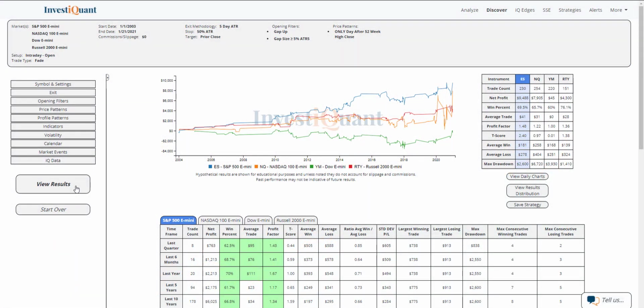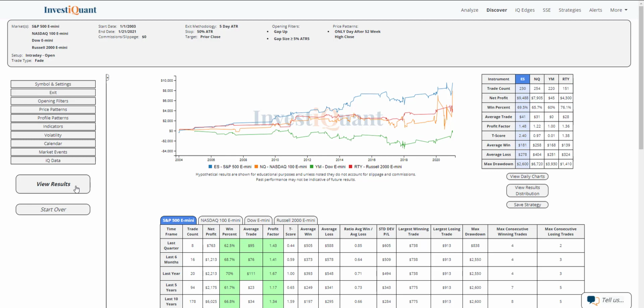And here we go. These are the results of going short on up gaps that are at least 5% of the 5-day ATR when the prior day closed at a 52-week high. Now, the target for this is the prior day's closing price, and the stop is set at 50% of the 5-day ATR. So we do have a stop and target on this.